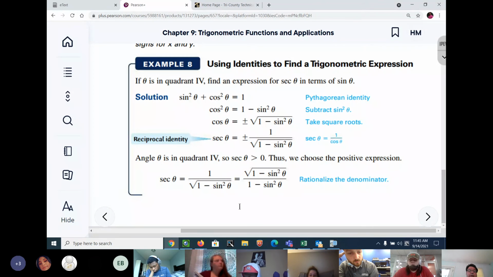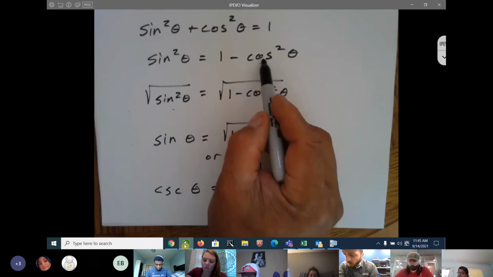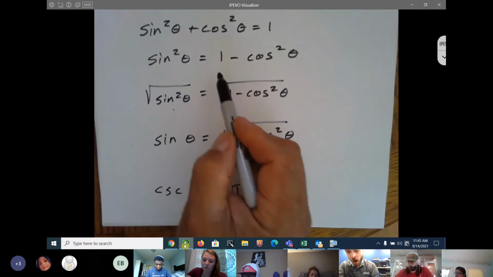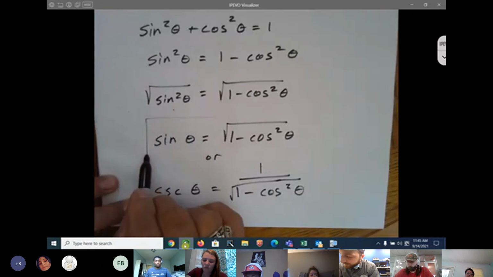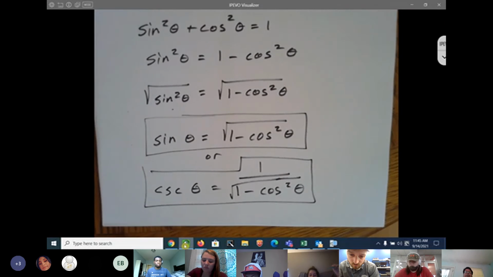And this is the other one. So you're either going to solve for the cosine or the sine. And you just bring the sine over and take the square root of both sides. And you get this. And then if I want the reciprocal, that's that. So make sure you can solve the Pythagorean identities for their components. Make sure you can do that.